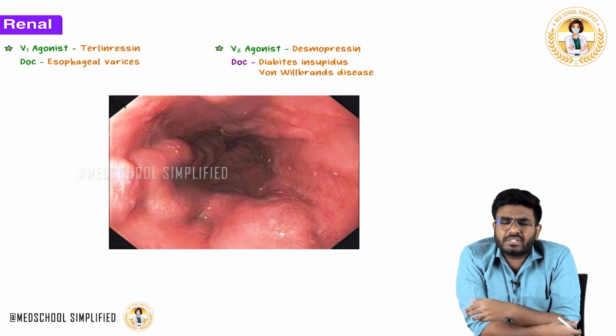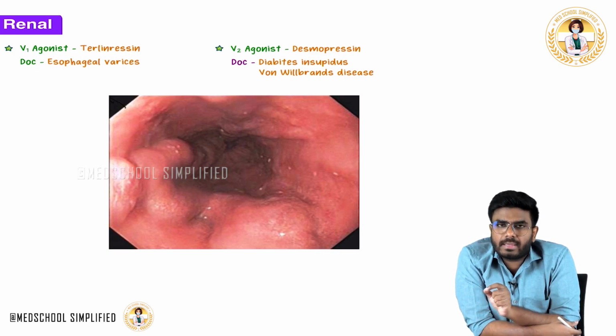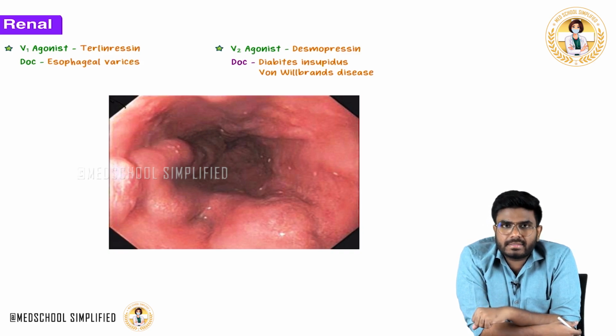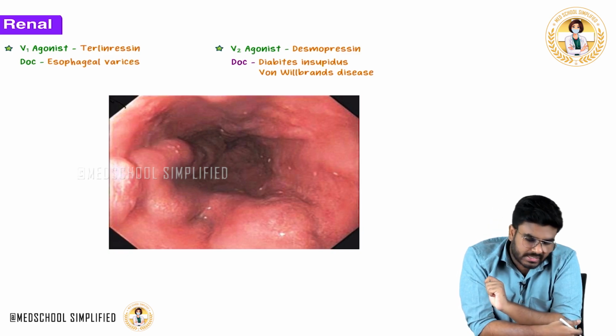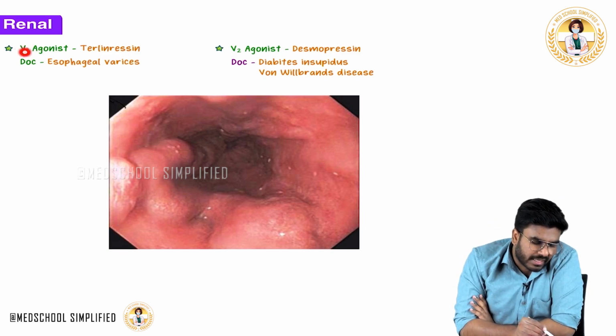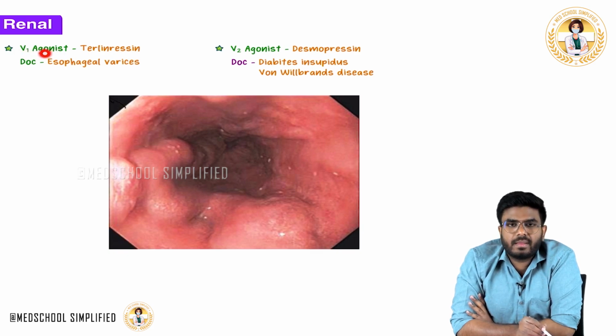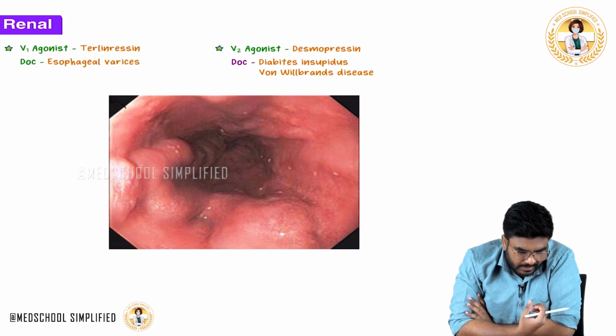Pressors, a lot of pressors work by stimulating the alpha-1 receptors. But one way to cause this vasoconstriction is stimulation of V1 receptors. Yes, we have discussed that the V1 receptors are present on the blood vessels. Now, if you stimulate these V1 receptors, what will happen? The veins will undergo constriction.